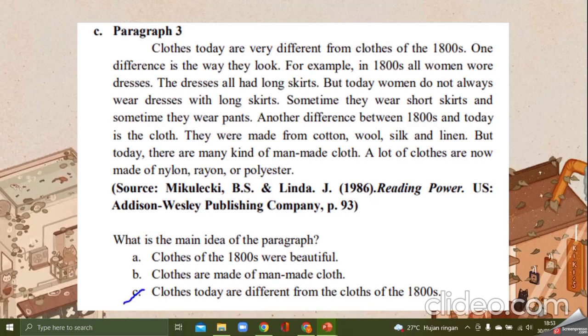Another difference between the 1000s and today is the cloth. They were made from cotton, wool, silk, and linen. But today, there are many kinds of man-made clothes. A lot of clothes are now made of nylon, rayon, or polyester. And the question is, what is the main idea of the paragraph? And the answer is C. Clothes today are different from the clothes of the 1000s.